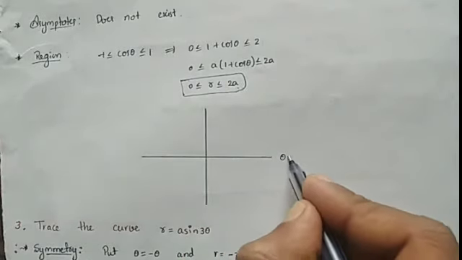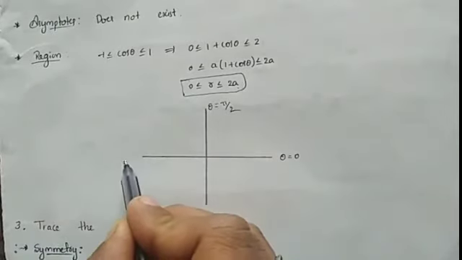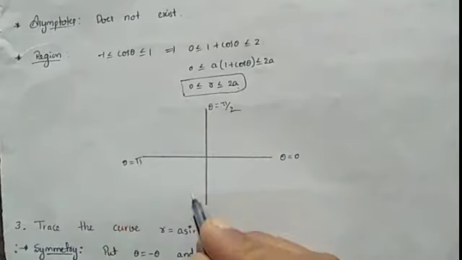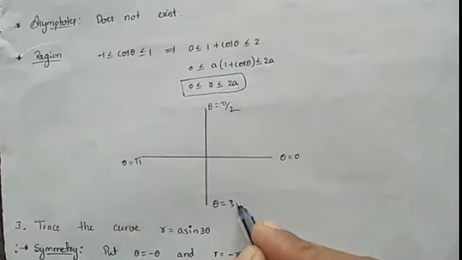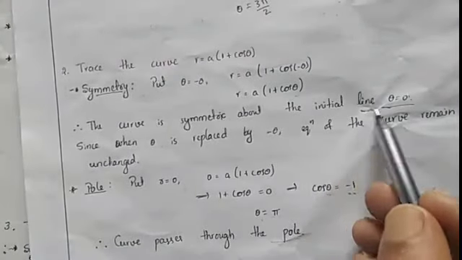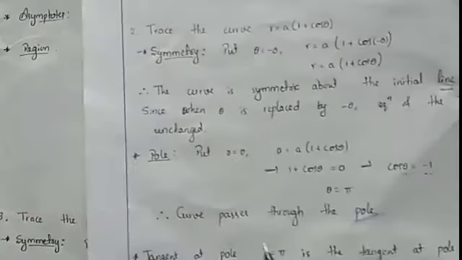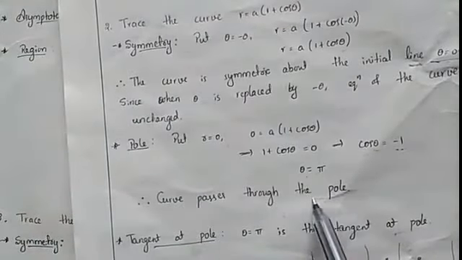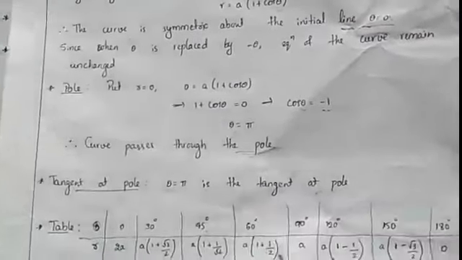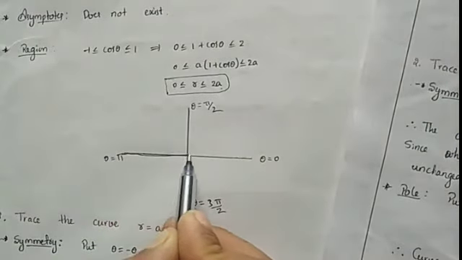This line is theta is equal to 0 line. This line is theta is equal to pi by 2 line. This line is theta is equal to pi line. This line is theta is equal to 3 pi by 2 line. In the first 2 points, the curve is symmetric about the initial line, theta is equal to 0. The curve is symmetric about the x-axis. The next point is the curve passes through the pole. The next one is the tangents at the pole. Theta is equal to pi is the tangent at the pole. This is the tangent at the pole.